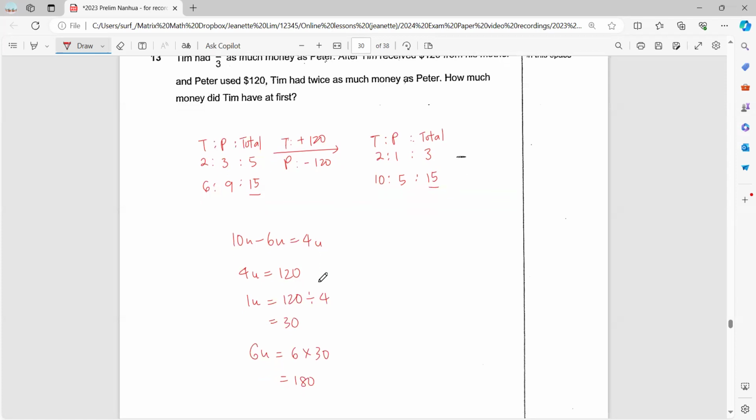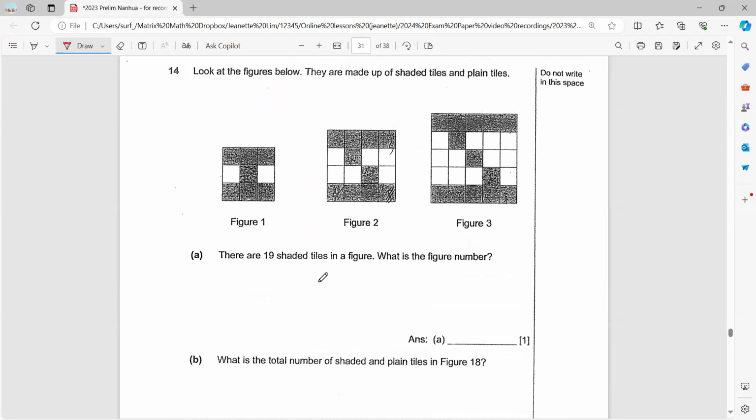All right, now let's look at question 14. Patterns. Look at the figure below. They're made up of shaded tiles and plain tiles. There are 19 shaded tiles in a figure. What is the figure number?